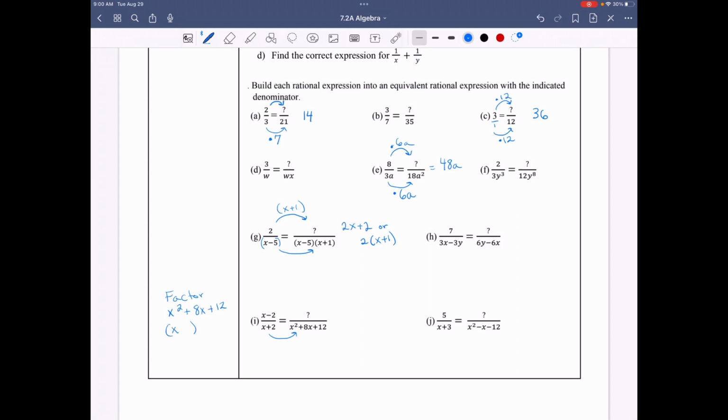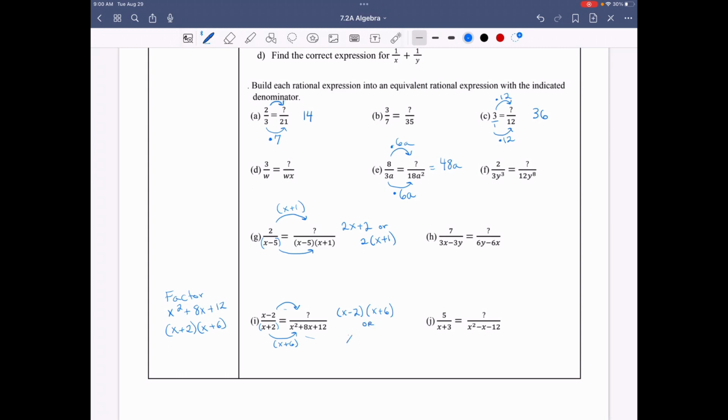So I set this up as 2 sets of parentheses. X times x is x squared. And 2 and 6 give us 12 when we multiply, but when we add, we get 8. All right, cool. So that means that if we multiply x plus 2 times x plus 6, we get that factored form. So then we would have to multiply the numerator by the same thing. So x minus 2 and x plus 6. So we could leave it like that, or we could distribute it.